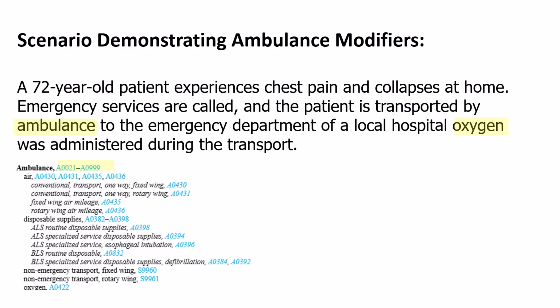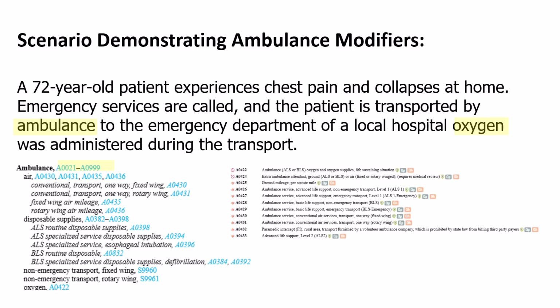Then, step two, we're going to verify the code in the tabular list. Yeah, we do have to scan a whole lot, but it wasn't difficult at all. All right, so I scanned and I was able to find A0429. This is the code for ambulance service, basic life support, emergency transport, or BLS emergency.